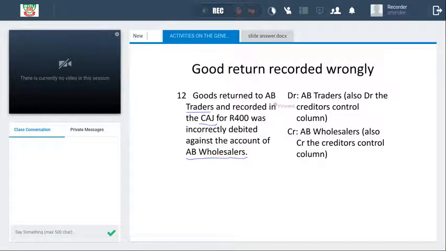You see, AB confuses us again. So I was supposed to debit AB traders because that's the creditor that I returned goods to. So I debit AB traders and also debit the creditors control column because it's a creditor. And then the mistake I did was touching the AB wholesalers account. I go and credit it back because when we return goods, we normally debit. So we mistakenly debited him before. So we credit AB wholesalers and also credit the creditors control column.